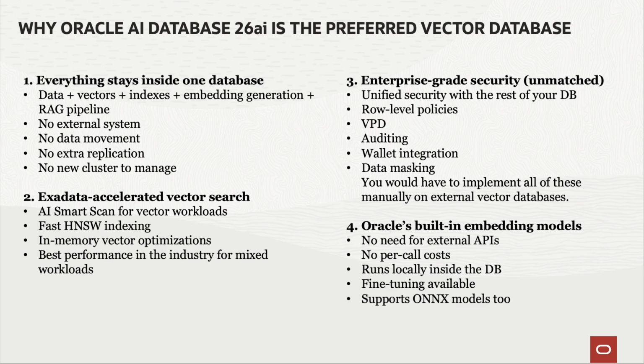Security is of course unified as well. All the controls you already rely on, row-level policies, auditing, wallet integration, masking, they all apply automatically. And because the database includes built-in embedding models, you don't need external APIs or per-call charges. You can run models locally or bring your own ONNX models when needed. It gives organizations a complete integrated environment for vector search and AI without added complexity.